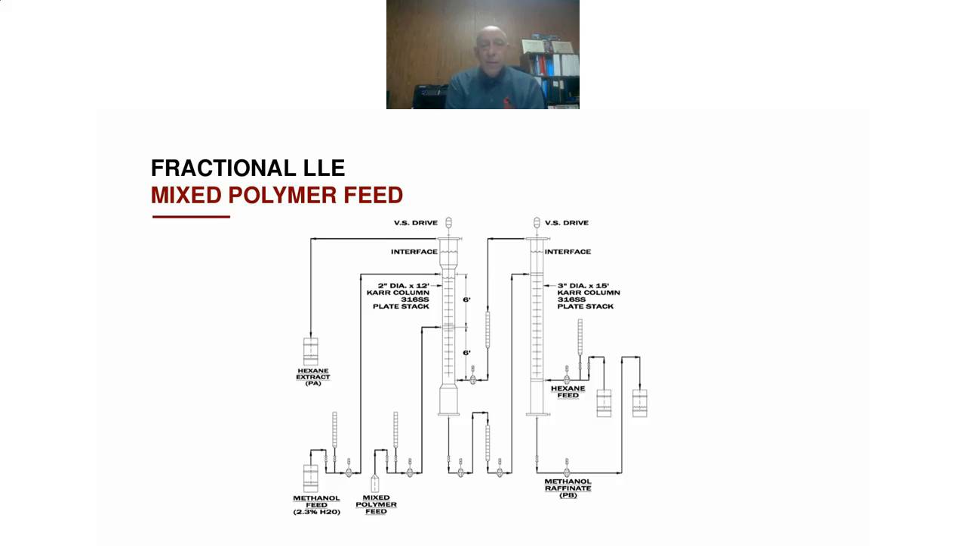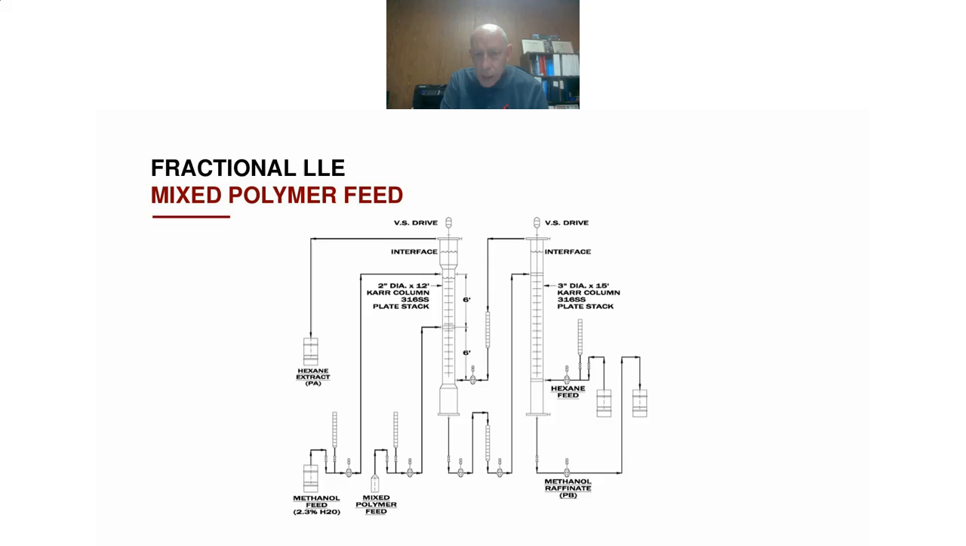There's another type of extraction process which is called fractional liquid extraction, and that's where you have two solvents and one feed. So in this case, we're showing a feed that's a mixed polymer stream. This was actually a 50-50 mixed polymer stream that we want to bring in somewhere in the middle of an extraction column setup. And then you have one solvent, in this case methanol, which would be brought in at the top because it's actually a little heavier than the hexane.